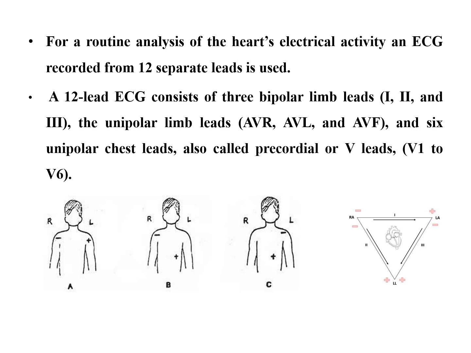The 12 lead system ECG consists of three bipolar limb leads: limb lead 1, limb lead 2, and limb lead 3. The unipolar limb leads are AVR, augmented vector right, augmented vector left, and augmented vector foot. And 6 unipolar chest leads, V1 to V6, the precordial or V leads, are used in ECG lead systems.